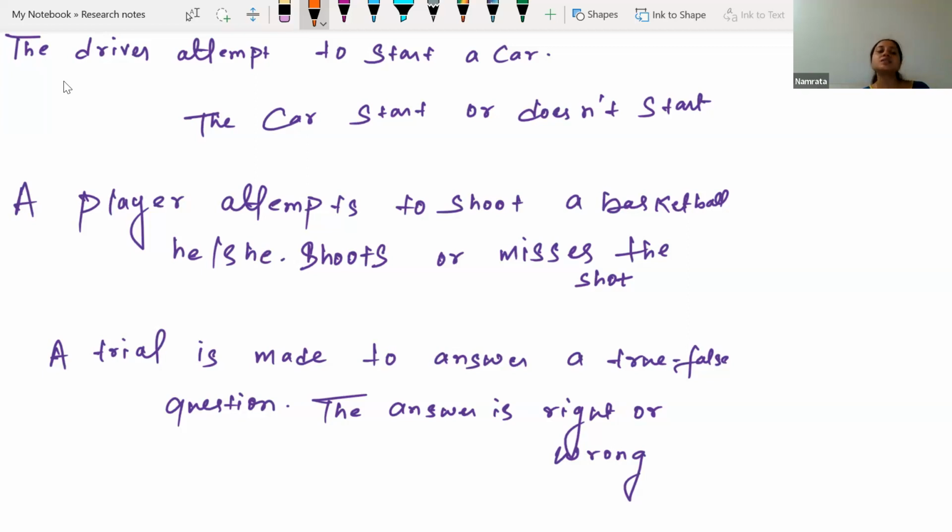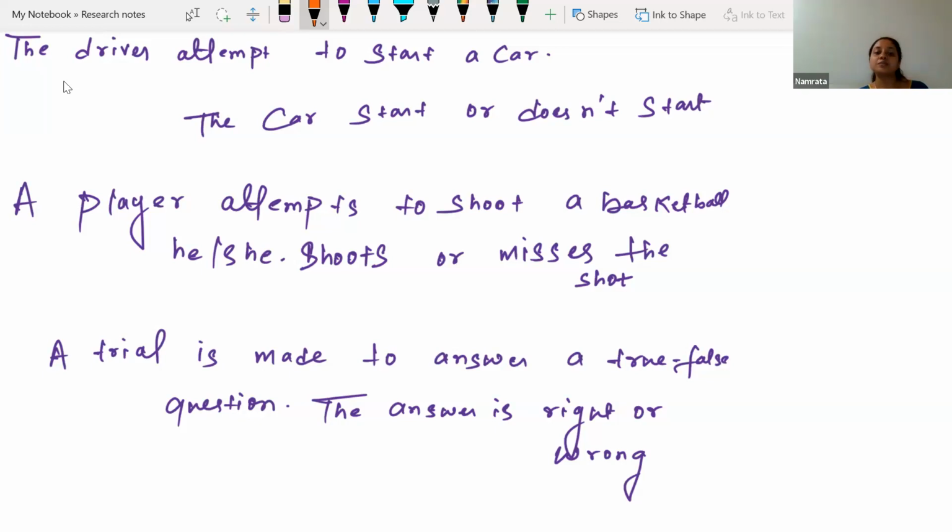Similarly, in the other one, a player attempts to shoot a basketball. The same thing, we are considering the ability of the said player, whether he was prepared or not prepared. So that's why we are saying it's not equally likely.